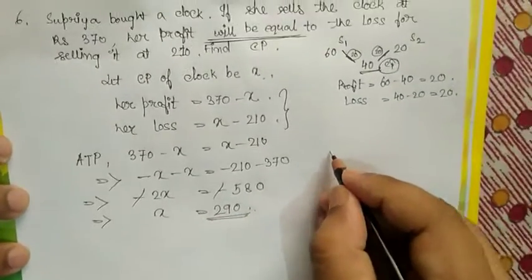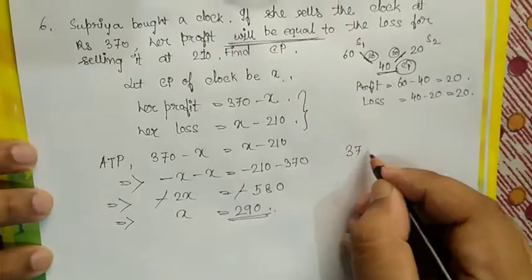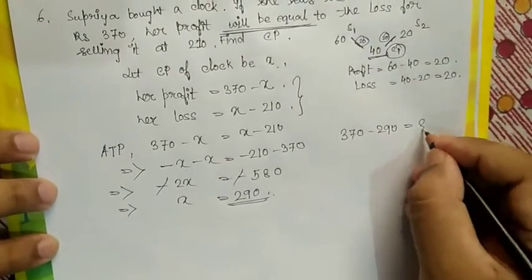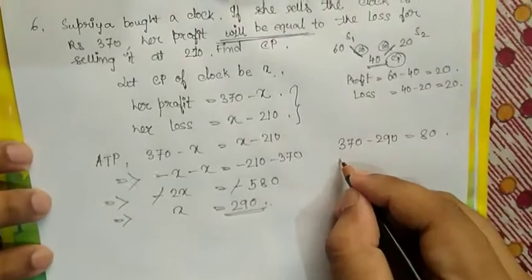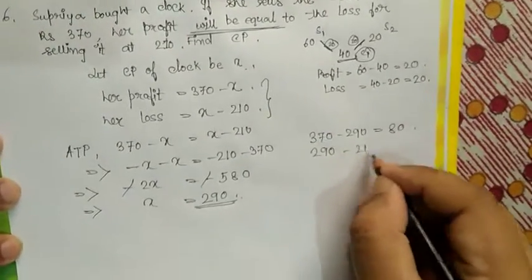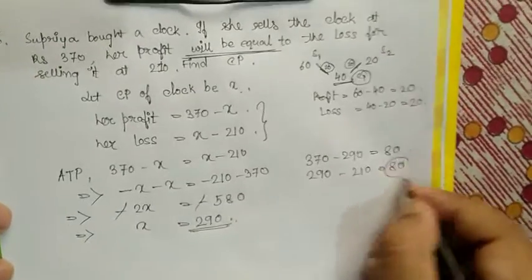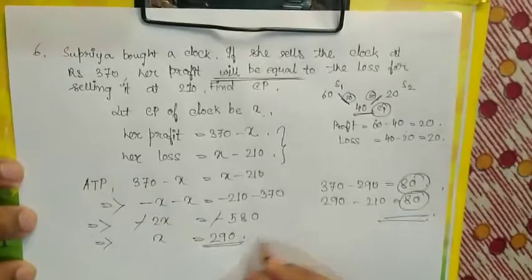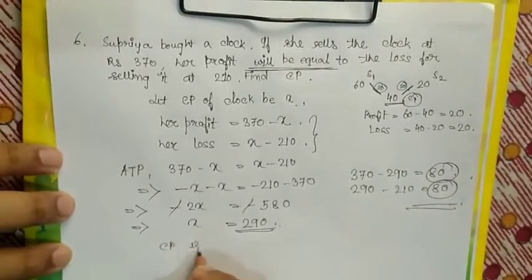Now, if she wants to sell it at 370, her profit will be 80. And if she wants to sell it at 210, her loss will be 80. Both are equal. See? So therefore, the CP is 290.